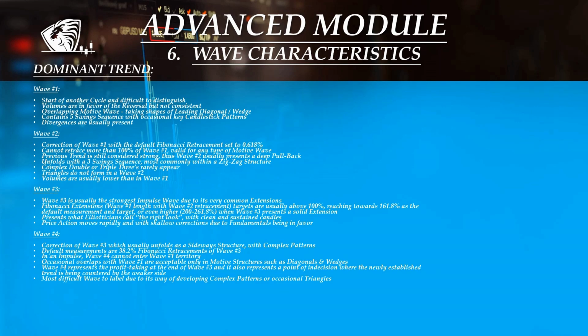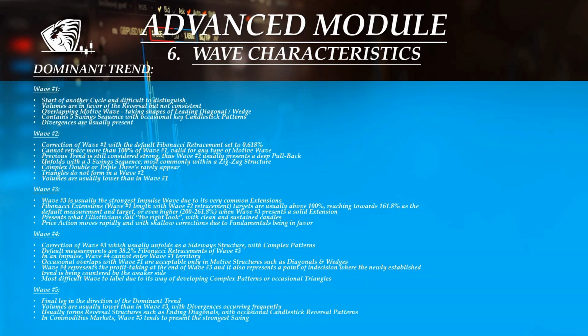Wave 4 is often seen as frustrating in some traders' eyes because of its way of developing with complex structures. This makes the labeling very difficult sometimes, and an unprepared trader can get caught up in a whirlpool, thinking that the trend will reverse when in fact it doesn't. A good Elliottician knows that wave 4 represents a continuation pattern regardless of how the structure develops, making it a challenge. Wave 5 is the final leg in the direction of the dominant trend.